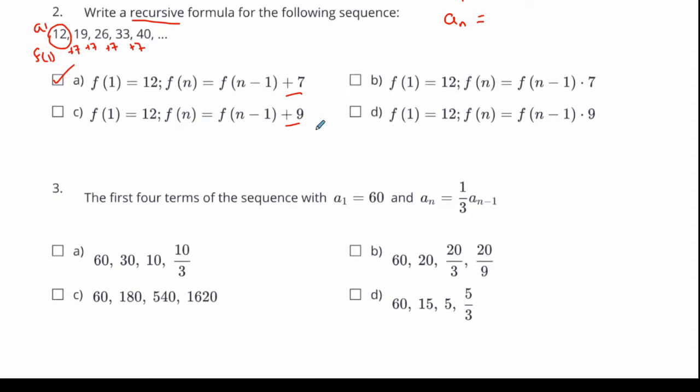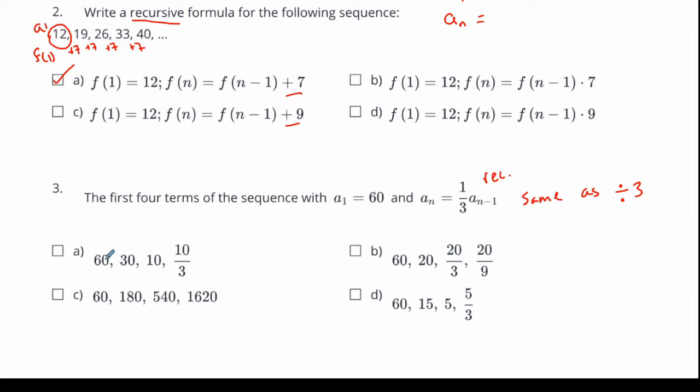First 4 terms of the sequence, starting with A1 and A sub n. A sub n is 1/3 times A sub n minus 1. So this looks like a recursive formula. So this is just saying, okay, I'm going to take 60, start there, multiply by 1/3 every time. Remember, multiplying by 1/3, that's the same as dividing by 3. Same as dividing by 3 every time.